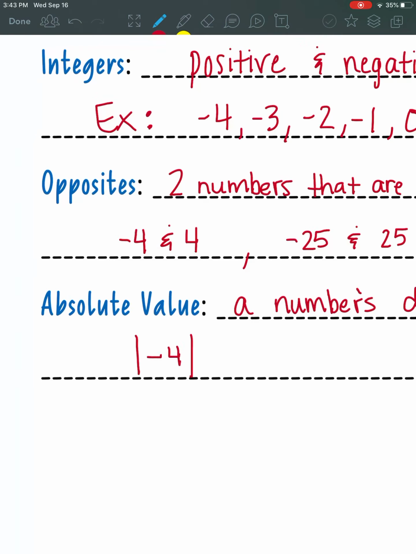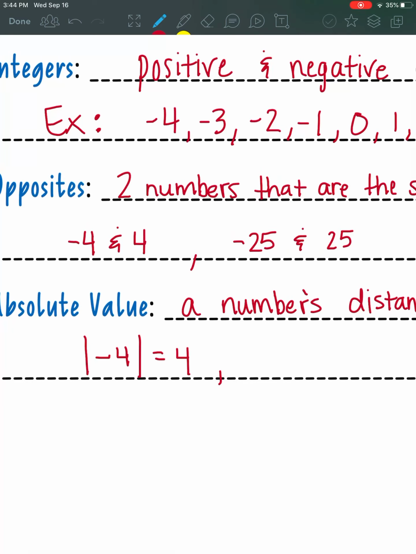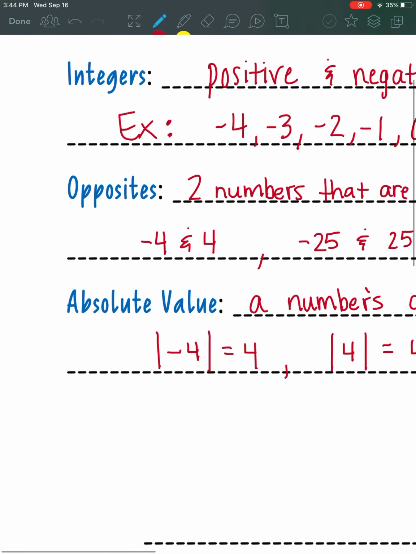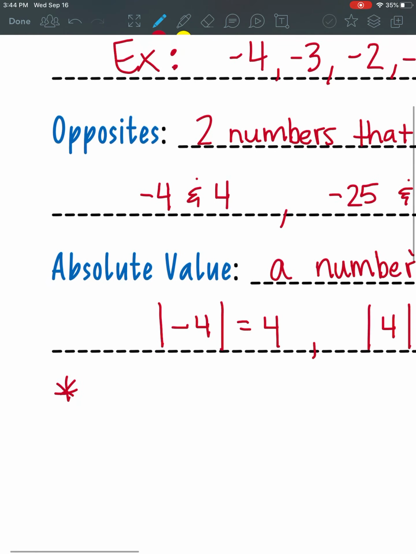So let's look at an example like negative 4. If we have these straight vertical bars, those are absolute value. So how far away is negative 4 from 0 on the number line? Well, it is 4 places away. Okay, we could do the same thing with the positive of that. So the absolute value of 4, how far away is that number from 0? Well, it is also 4. I'm going to put in a little star here, a helpful hint. Absolute value is always positive.